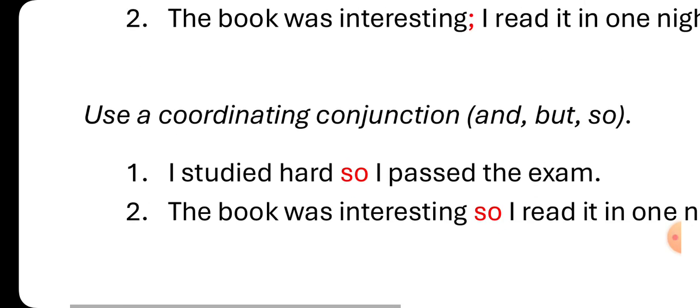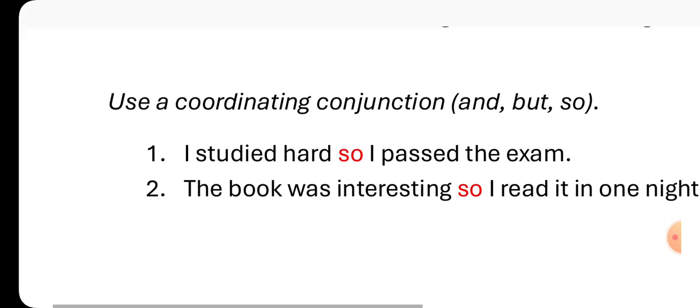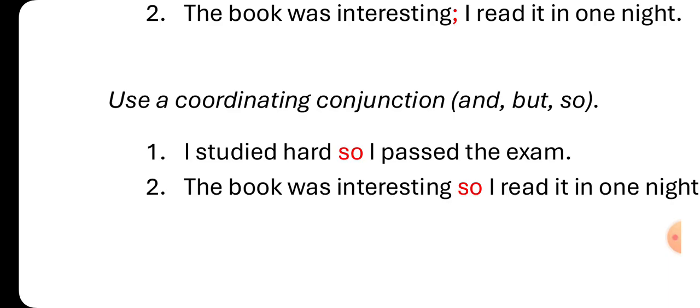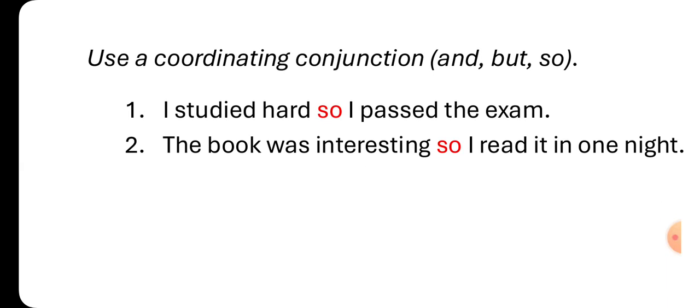Also, let's look at the last way that we can resolve the problem of a comma splice. Use a coordinating conjunction. So when you see like this, you have to use what? A conjunction to join the two sentences together. So you see that I studied hard, so I passed the exam. So you see, I introduce so, which is what? A conjunction to join the two sentences together. Or the last one says that the book was interesting, so I read it in one night. So that is a way you can resolve it.